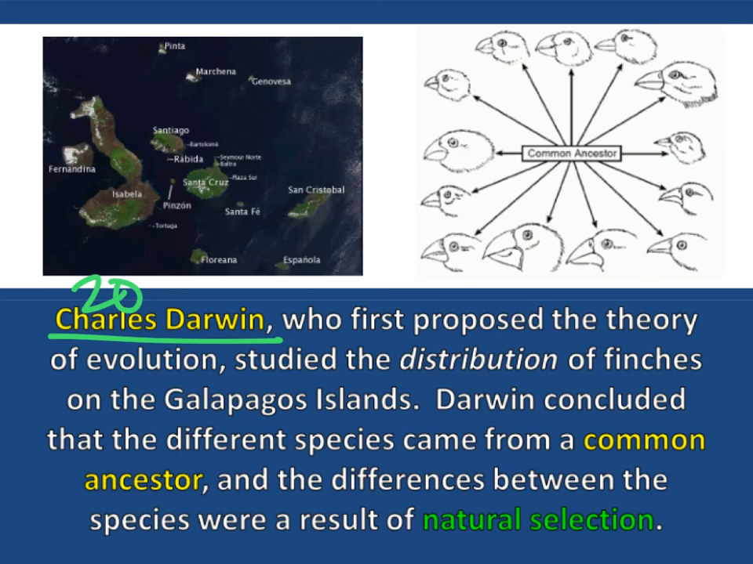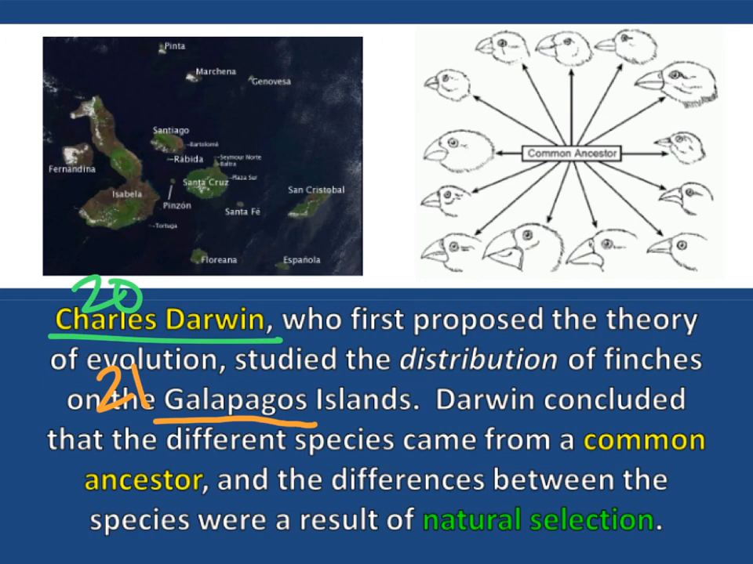This man studied the distribution of finches. Finches are birds, okay, on the Galapagos Islands. Darwin concluded that the different species came from a common ancestor, and the differences between the species were a result of natural selection. So on number 21, Darwin studied the finches, which are birds, found on what island? It's the island of Galapagos. Galapagos Island is number 21.